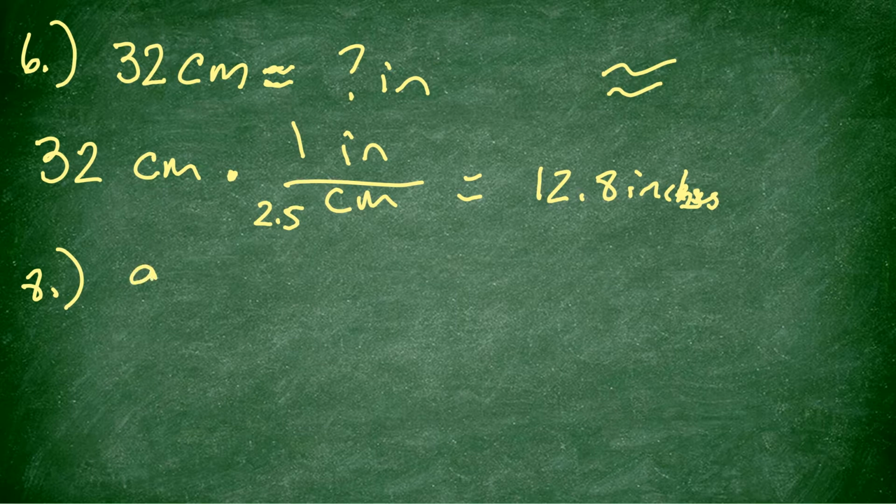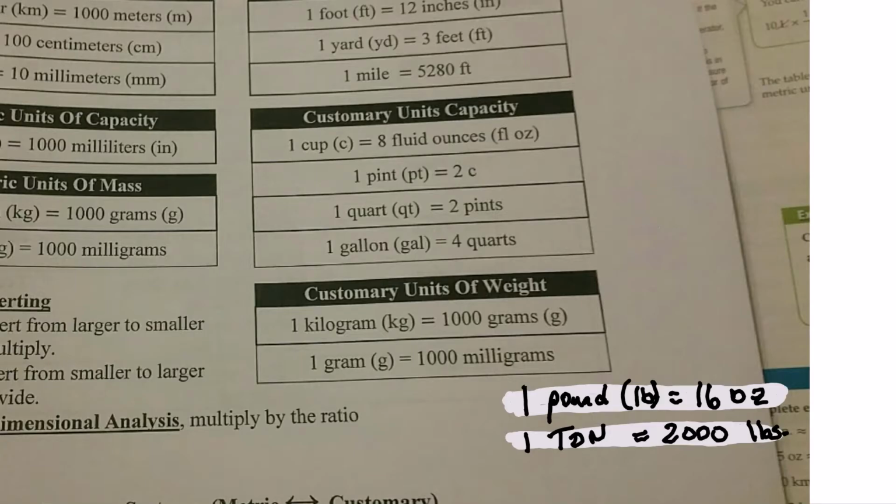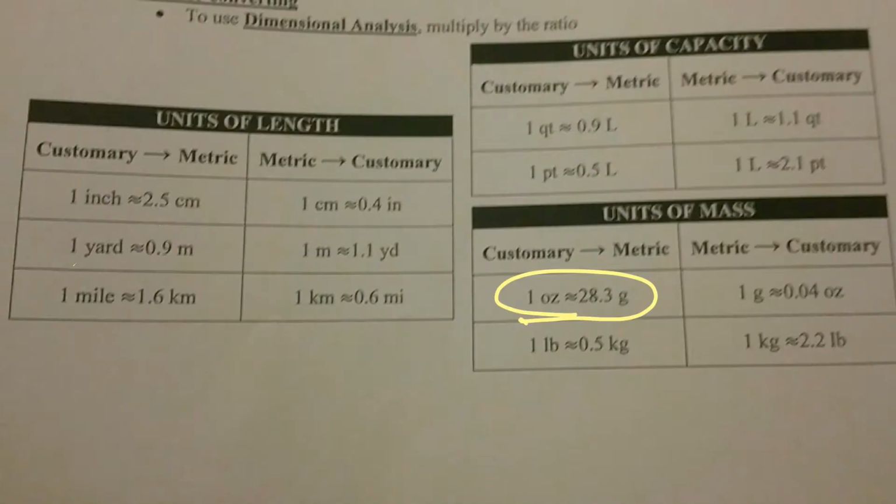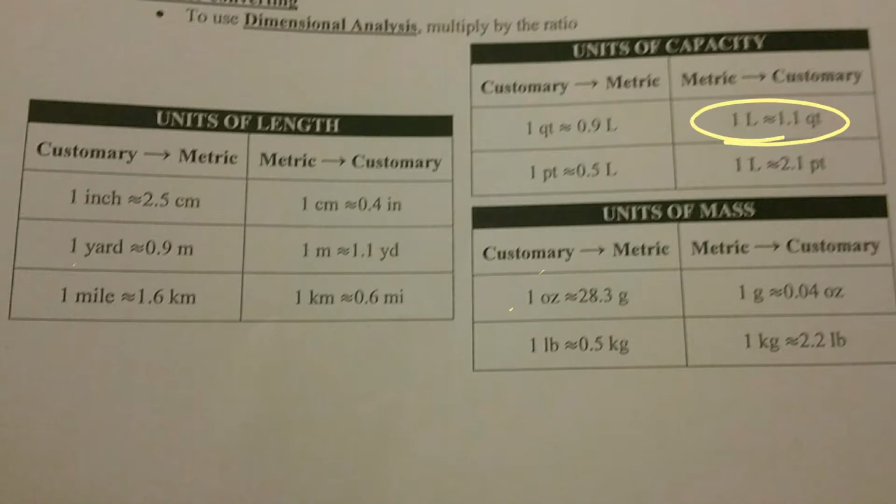8. Liters to quarts. So 9.5 liters equals how many quarts? So I have to look on the conversion chart. I don't know it off the top of my head. So I look on the capacity, because capacity is what quarts and liters are. And I see 1 quart is 0.9 liters, or you could use 1 liter as 1.1 quarts. It doesn't matter. I'll use the 1 liter as 1.1 quarts.